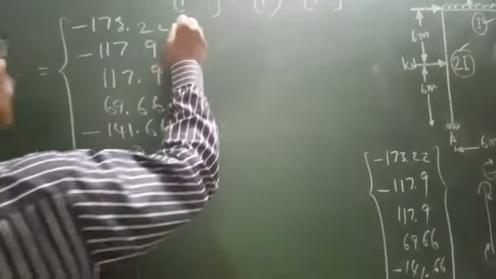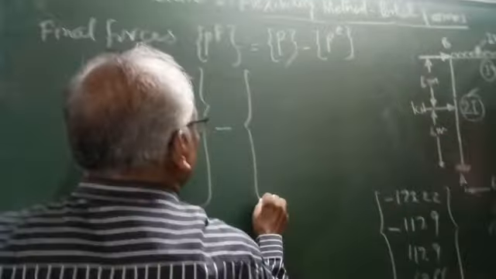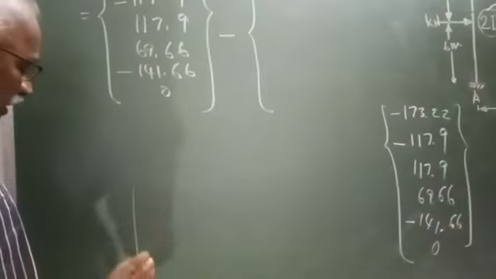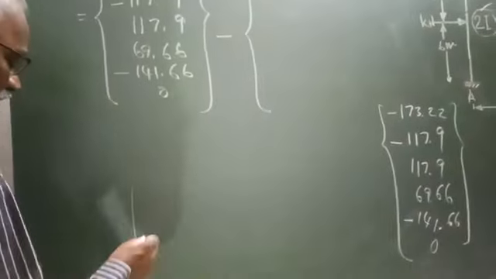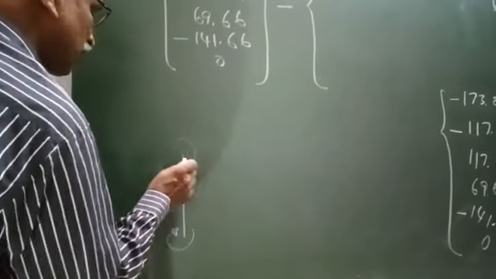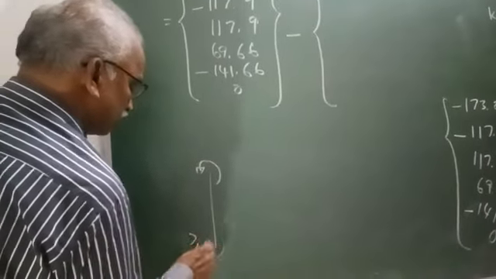This, minus the equivalent joint forces. Already we have got the fixed end moments. Here it is minus 72, so the equivalent joint force will be plus 72. Here the fixed end moment is plus, so the equivalent moment will be minus 72.